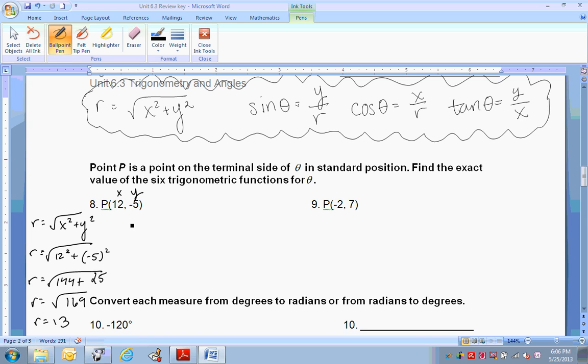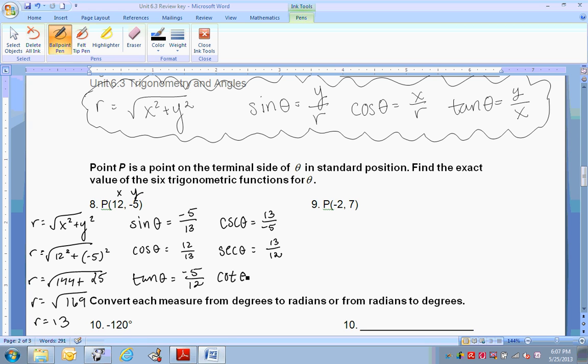So now that we know r is 13, we can go ahead and write sine of theta as y over r, so negative 5 over 13. Cosine of theta as x over r, so that's 12 over 13. And then tangent of theta is y over x, so that's negative 5 over 12. The other 3 functions are just these 3 flipped. So cosecant of theta is sine flipped over, so that's 13 over negative 5. Secant of theta is cosine flipped over, so that's 13 over 12. And then cotangent of theta is 12 over negative 5.